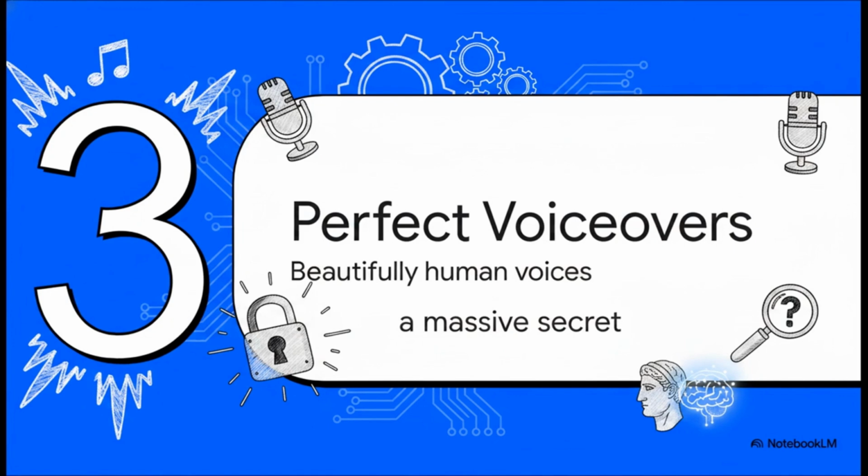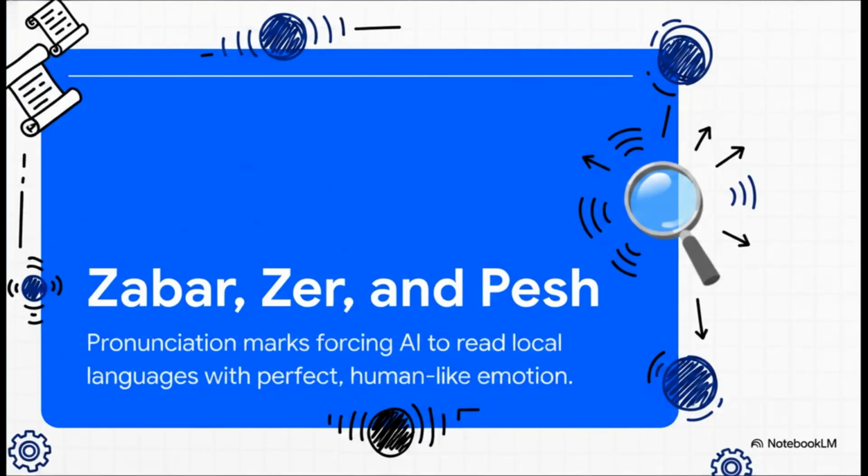Now that we've got a killer script, let's look at section 3, the secret to perfect voiceovers, where we make AI voices sound beautifully human. Now, I'm about to share a massive secret with you, especially if you want to generate local languages like Nepali, Hindi, or Urdu. If you just paste raw text into an AI generator, the pronunciation is going to break. It sounds weird and totally unnatural.